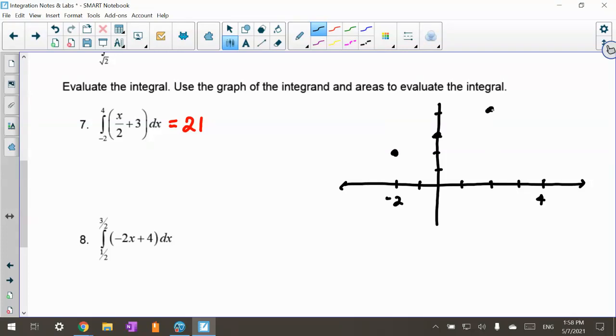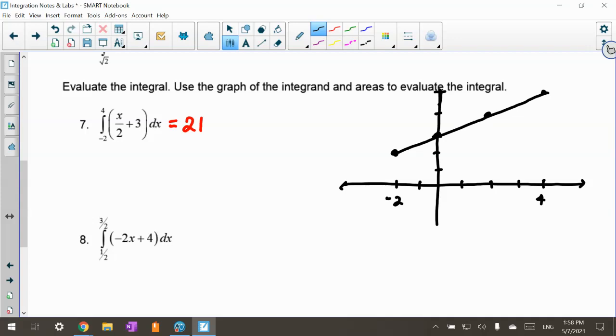Just get from your table here. Whoops, I'm a little bit off. I'll try to do this as nice as I can. 2 will be 4 right here. And then when I put in 4, I'm going to get 5. So we're going to have to go up a little bit higher. 4 is going to be 5. So this is the equation of my line.